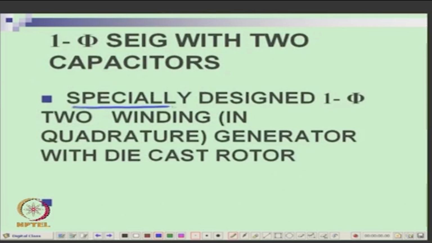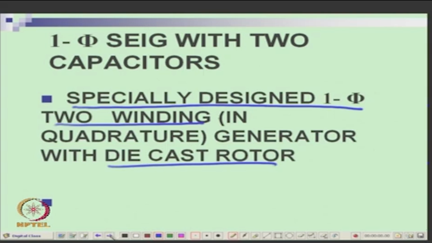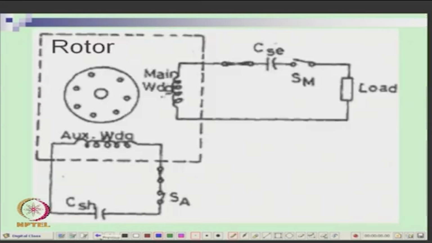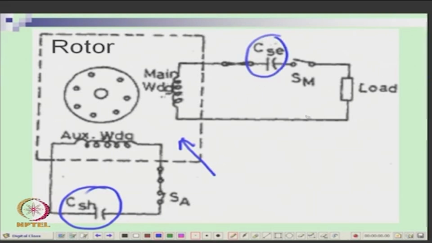So, we designed a specially designed machine with 2 windings. We have that machine in our lab, with a die cast rotor, and we connected some shunt and series capacitors. This is the system. So, in normal mode, this is a specially wound main and auxiliary windings, the windings were different. This is the only patent we have, this winding configuration. This is a normal squirrel cage rotor, and you connect a shunt capacitor across one winding, the auxiliary winding, and a series capacitor in the main winding, and you connect a load.